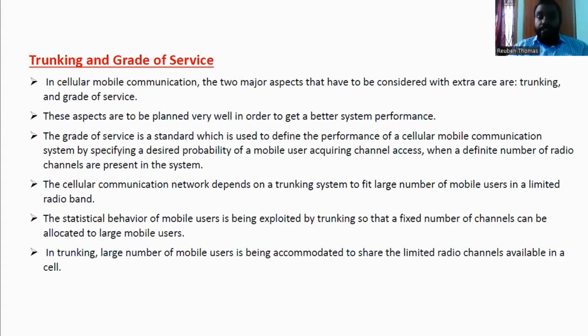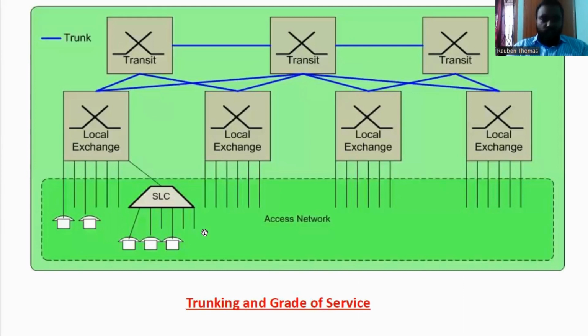The cellular communication network depends on a trunking system to fit a large number of mobile users in a limited radio band. The statistical behavior of the mobile users is exploited by trunking so that a fixed number of channels can be allocated to a large number of mobile users. In trunking, a large number of mobile users are accommodated to share the limited radio channels available in the cell area. You see this in the diagram of trunking and grade of service, with the access network towards your local exchange and then towards your transit.